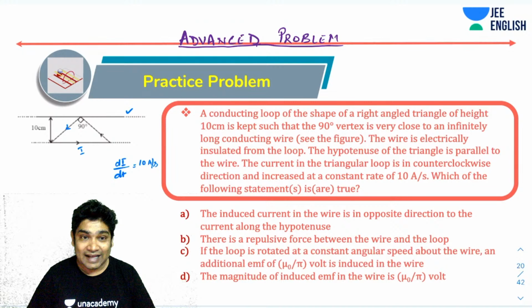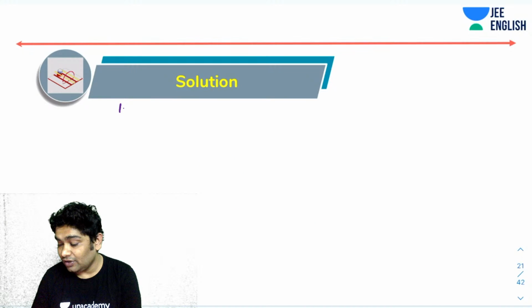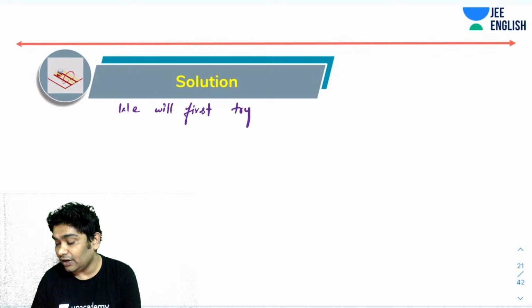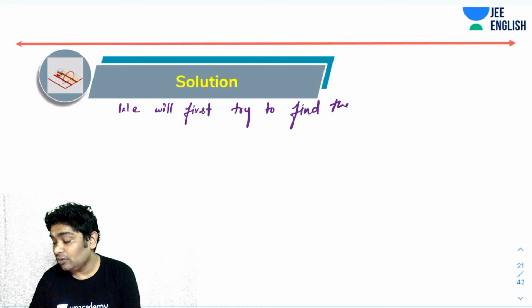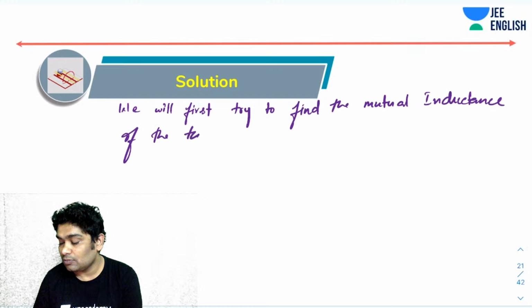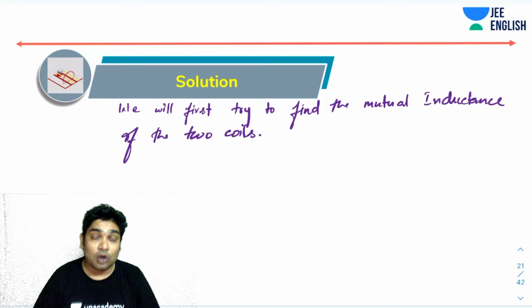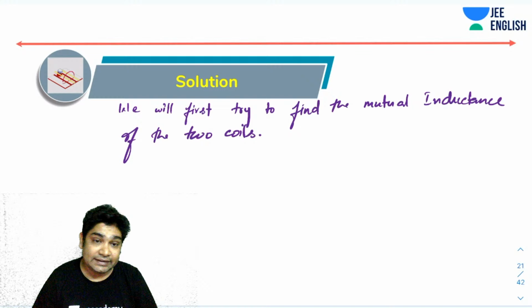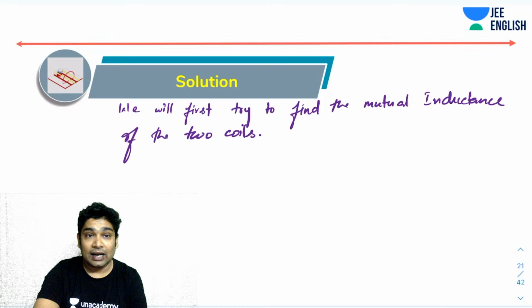So let's see. We will first try to find the mutual inductance of the two coils. If I can do that, then I can solve the problem easily. Now let's see how we go about that.